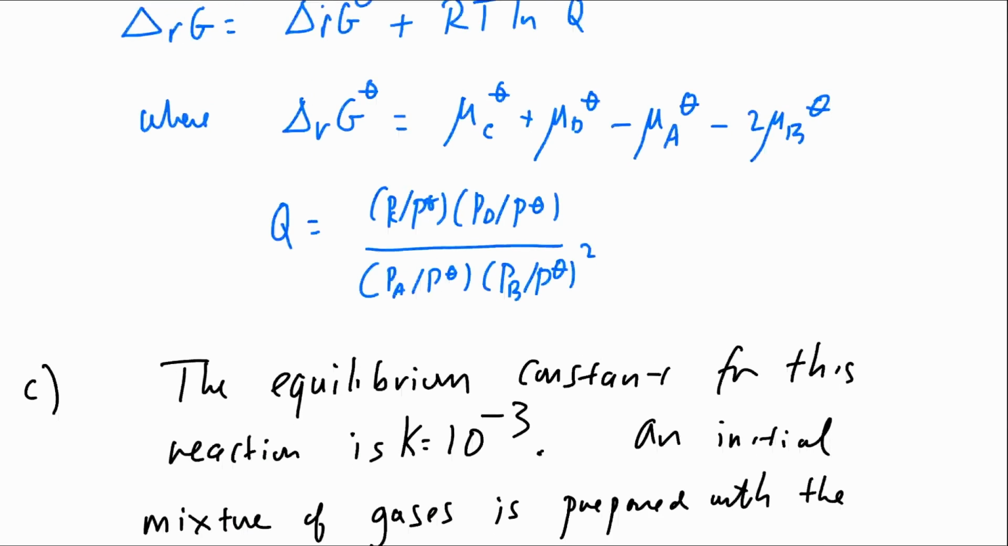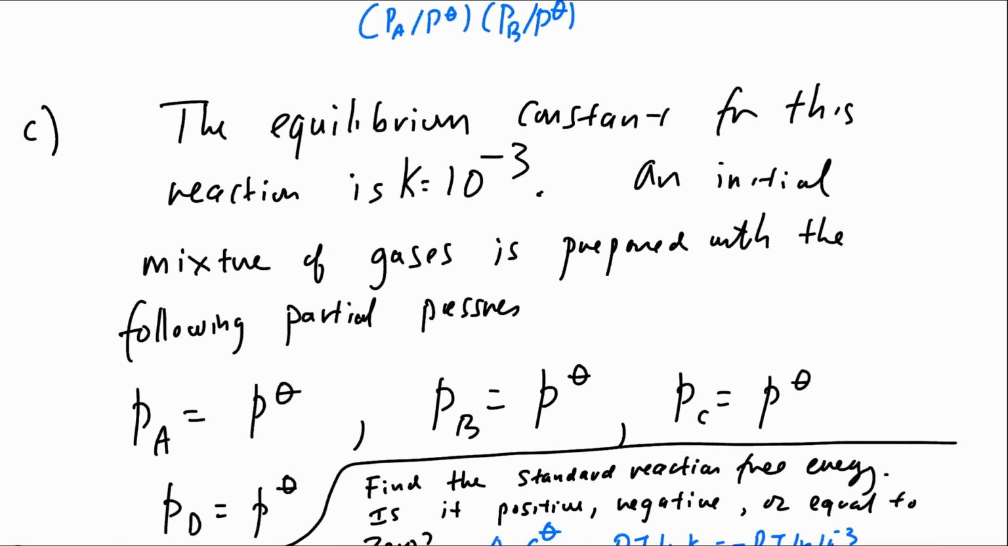Because Q at equilibrium, so the pressures of C and D in units of P bar, the numerator's small compared to the denominator. The numerator's 1,000 times smaller than the denominator at equilibrium, because Q is equal to K at equilibrium. So if you see that number, you should immediately think, this reaction's not going to be too far to the right. It's going to be mainly to the left.